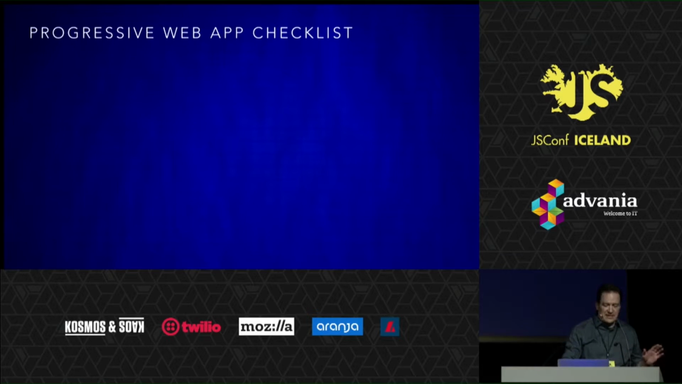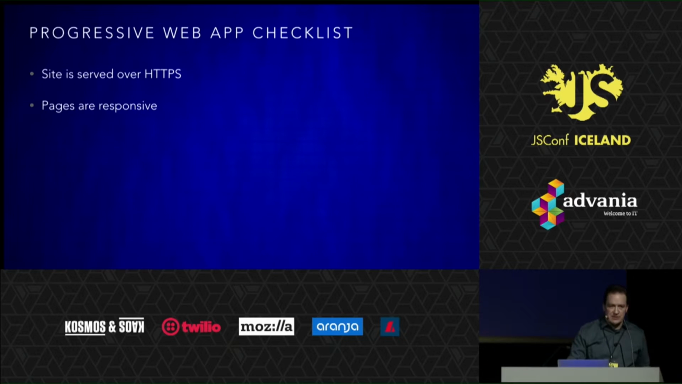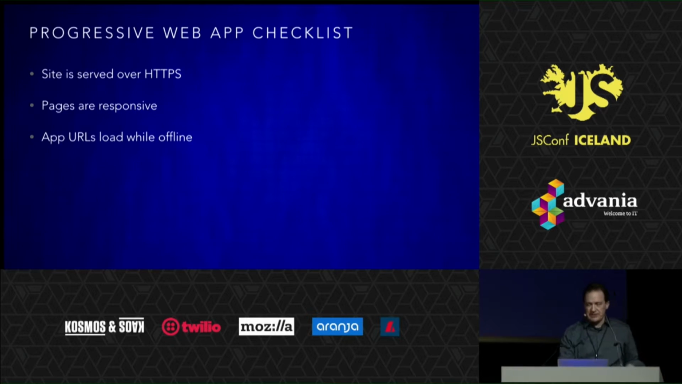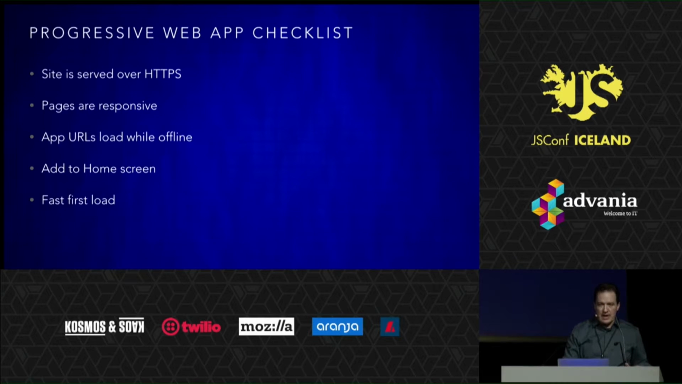Now is a great time to start considering PWAs, because service workers, a key technology required by PWAs, are on the cusp of being supported in all major evergreen browsers, desktop and mobile. Since reliable, fast, and engaging are pretty nebulous terms, Google's developed a checklist to make these goals more concrete, including that the site is served over HTTPS, pages are responsive, look good on desktop or mobile, any size. The app URLs load while offline, highly relevant to this talk. That you can add your app to the home screen, just like a native app. And that the first experience with that app must be fast. There are other requirements. I'm not going to go over every single one.